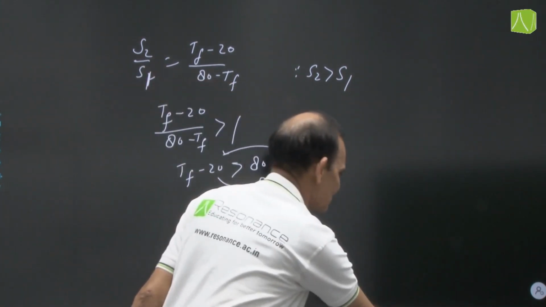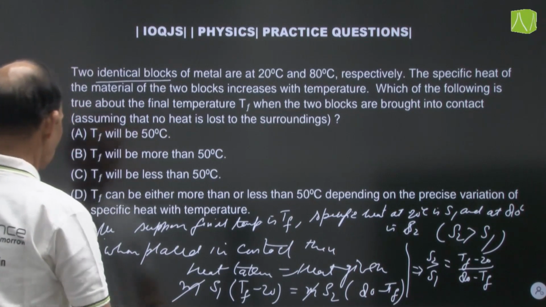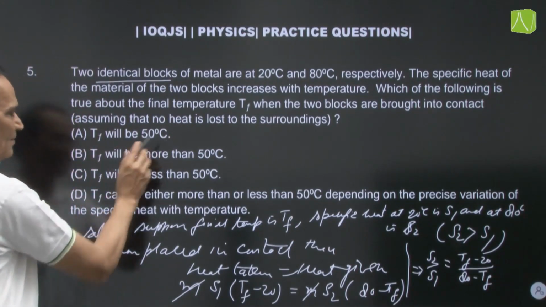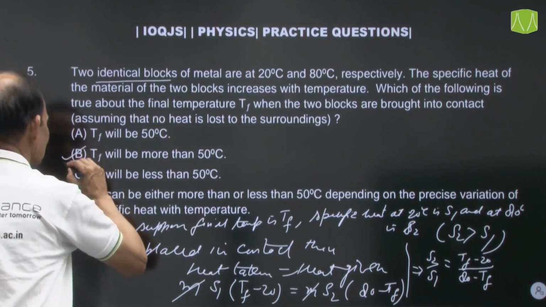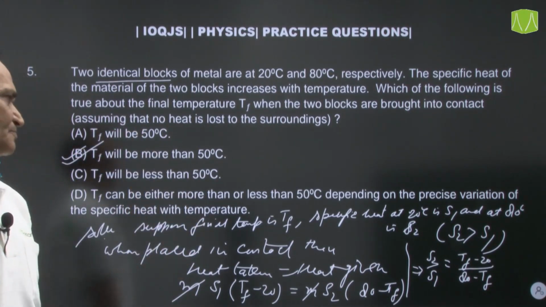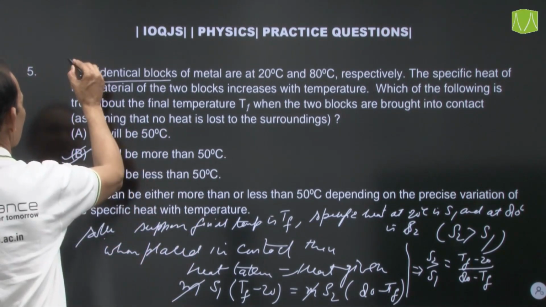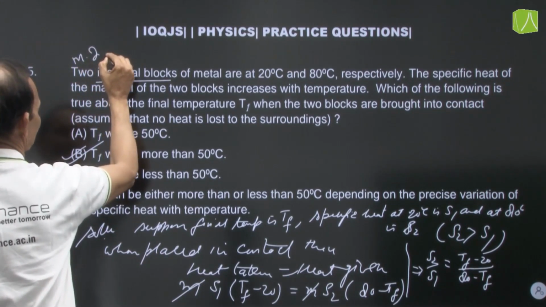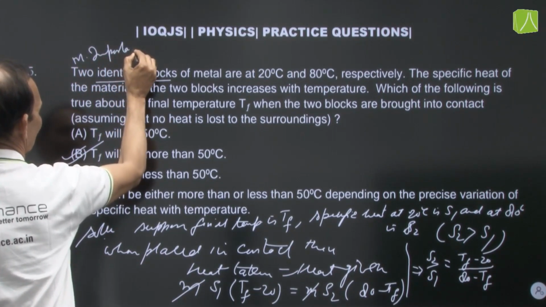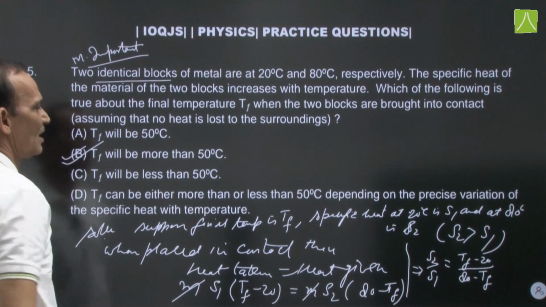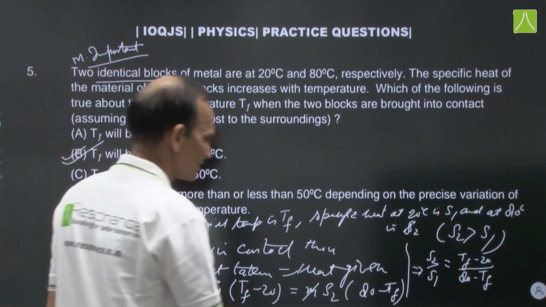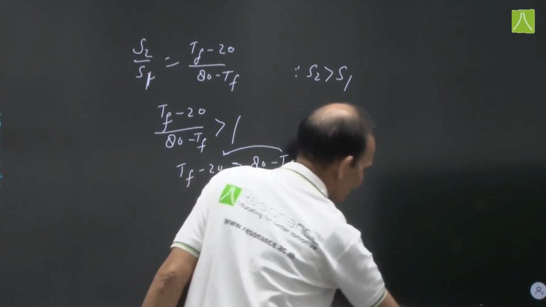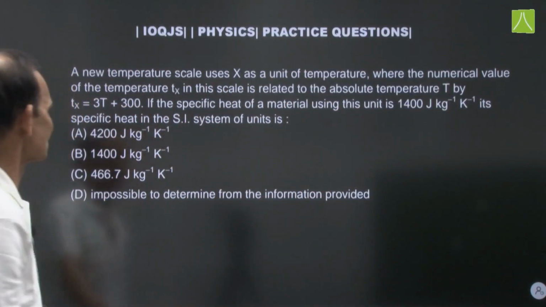So the correct option is B: Tf will be more than 50 degrees Celsius. This is an important question, you can write here most important from the point of view of IOQJS part first. Okay, it was question number 5. Now question number 6.